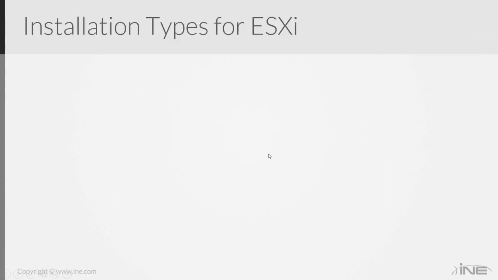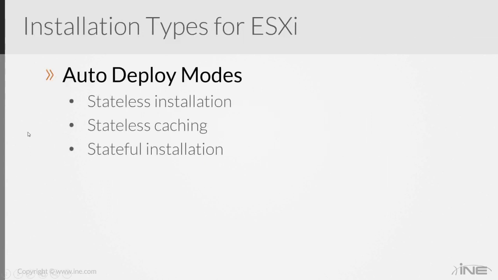So let's talk a little bit about the auto deploy modes. We have three modes where you could do the auto deploy: the stateless installation, the stateless caching, and the stateful installation. So with stateless installation, this is where a copy of the ESXi is loaded from the auto deploy server onto the host memory as it boots.